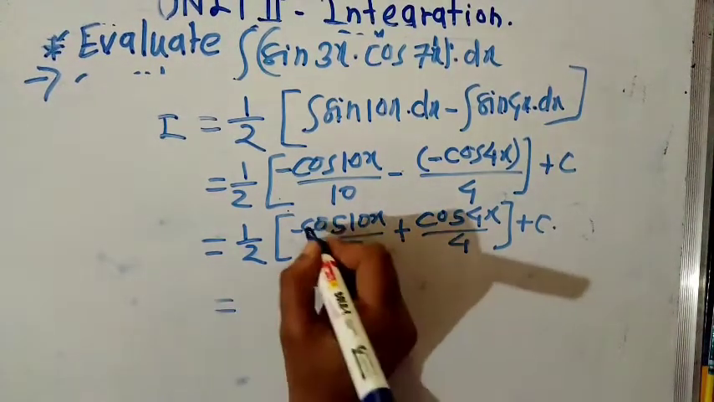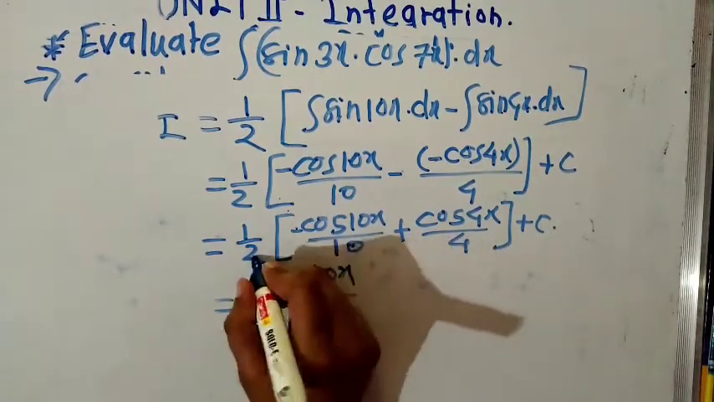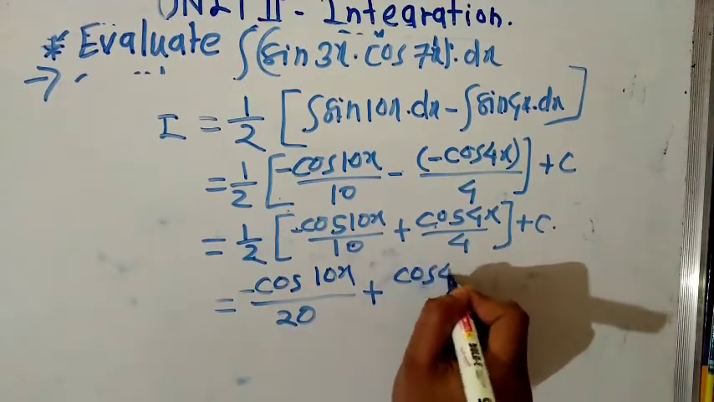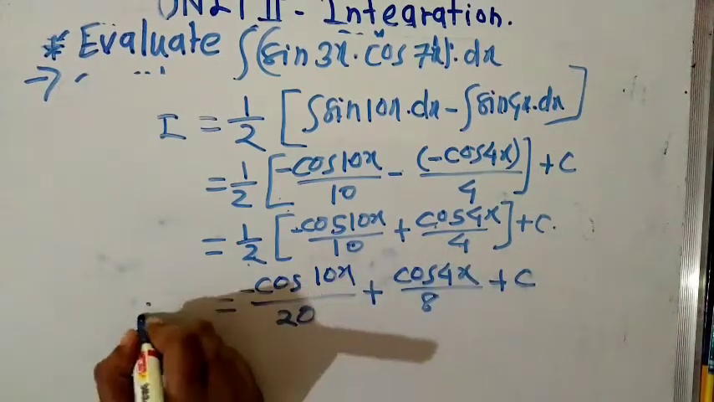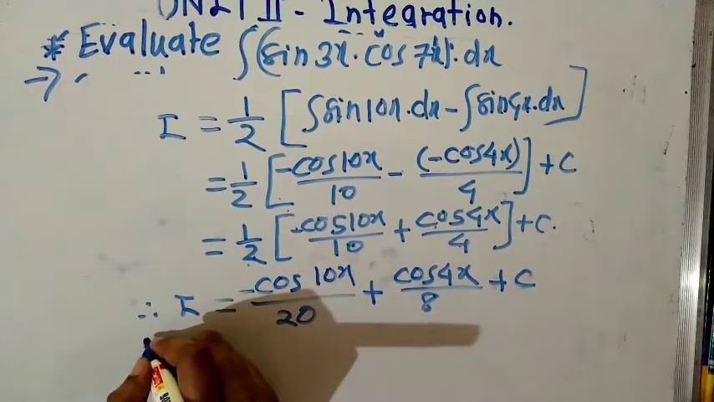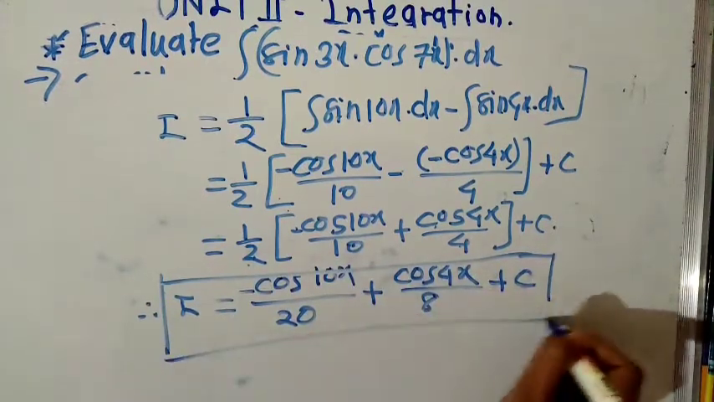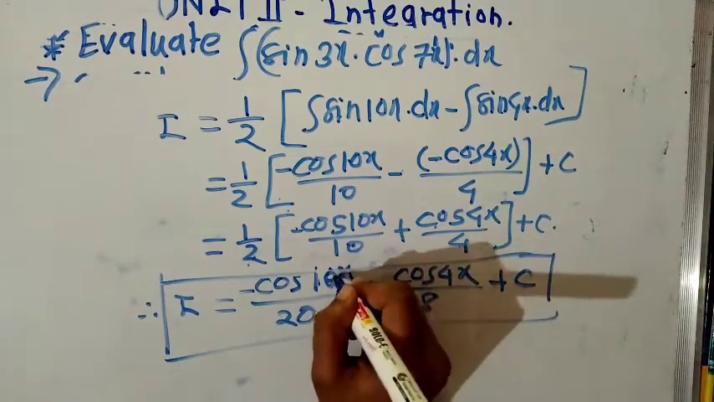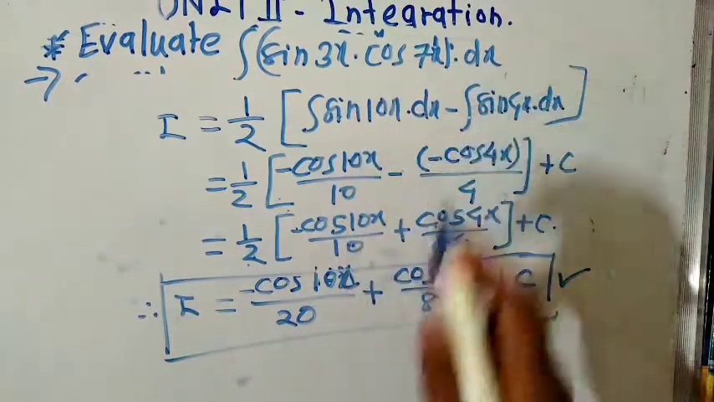Hence it is equal to minus cos 10x upon 10 into 2, that is 20, plus cos 4x upon 4 into 2, that is 8, plus c, which is equal to I. And this is the integration of this.